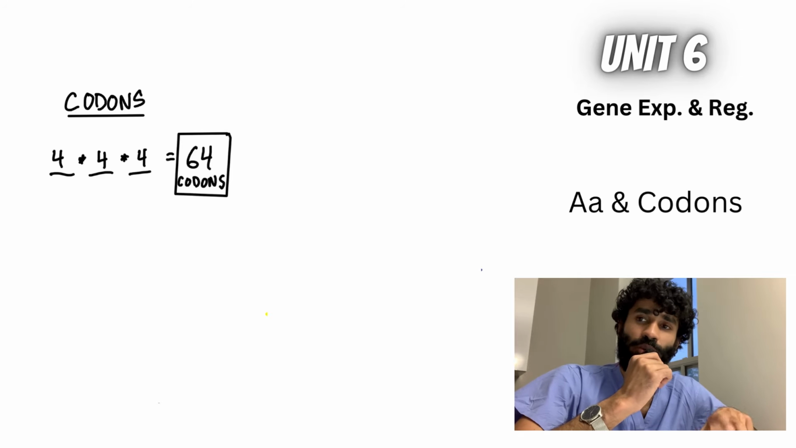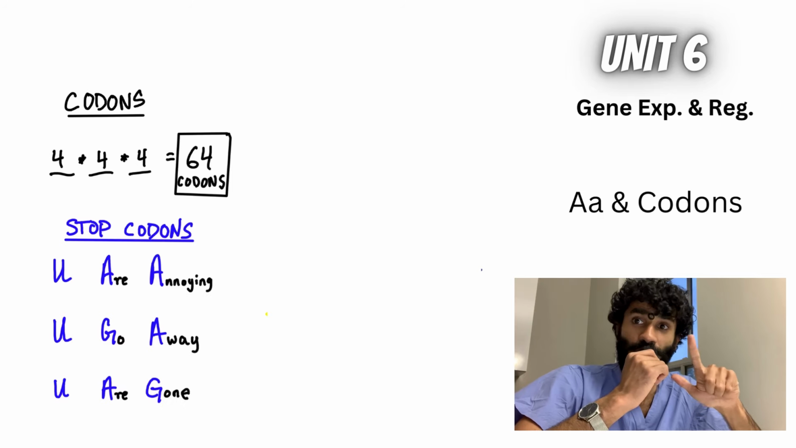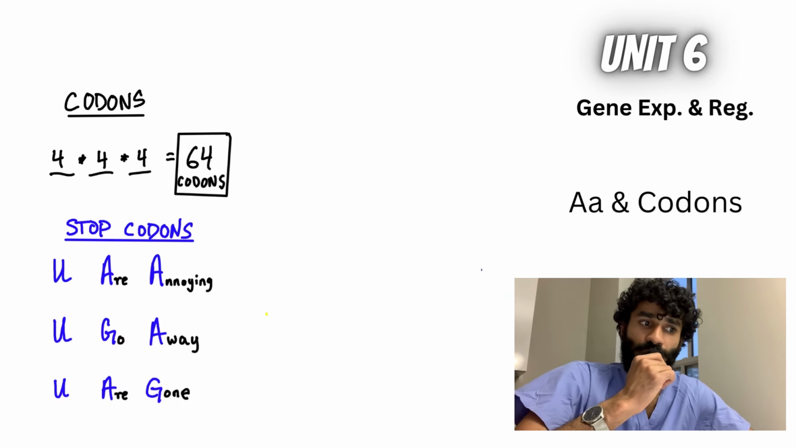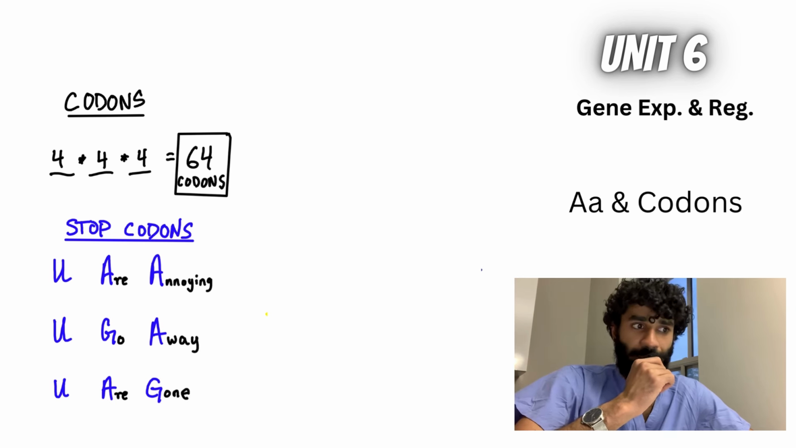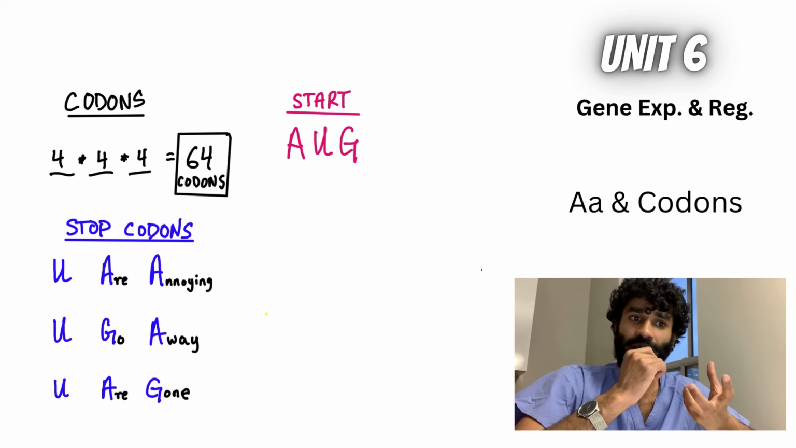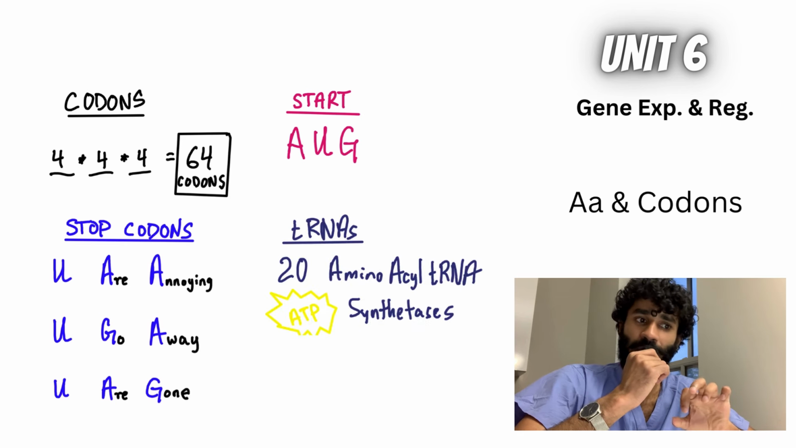Next block is amino acids and codons and tRNAs. So you have 20 amino acids. Codons are 3 letters, and there are 4 options per letter. So you have 4 times 4 times 4, so you have 64 codons total. Out of those 64, 3 are stop codons, and you can remember them with the mnemonic: you are annoying, you go away, and you are gone. UAA, UGA, and UAG are the stop codons. The start codon is AUG. There are 20 aminoacyl tRNA synthetases, and they recognize different tRNAs, and they attach them to the corresponding amino acid, and it's an ATP-dependent process.